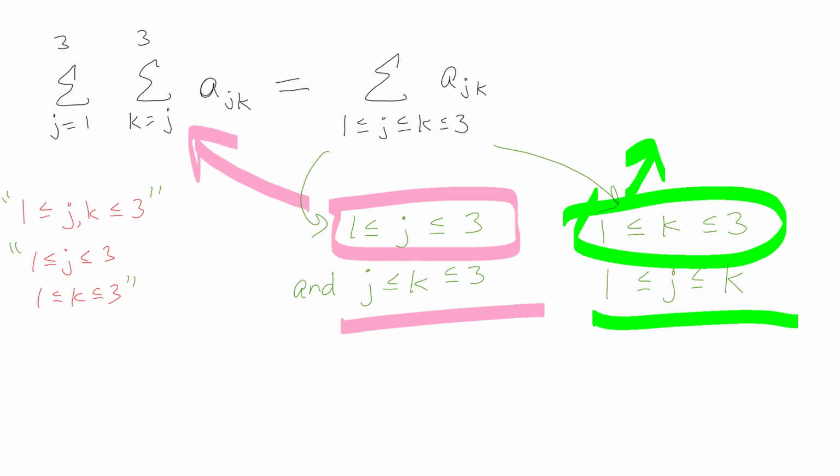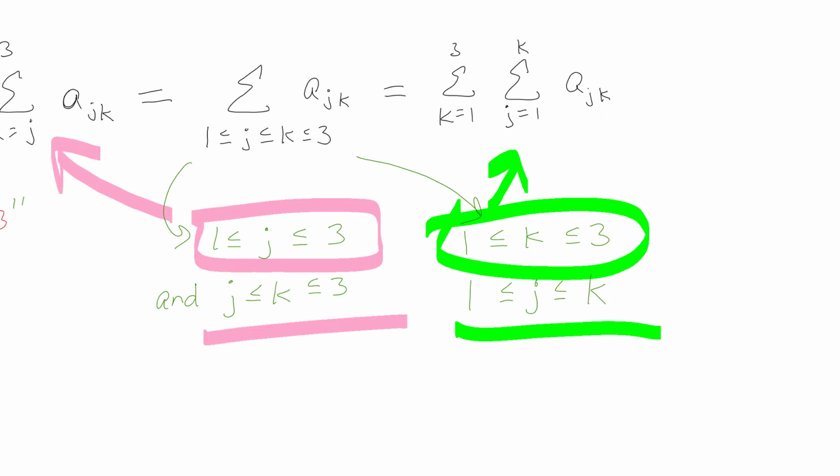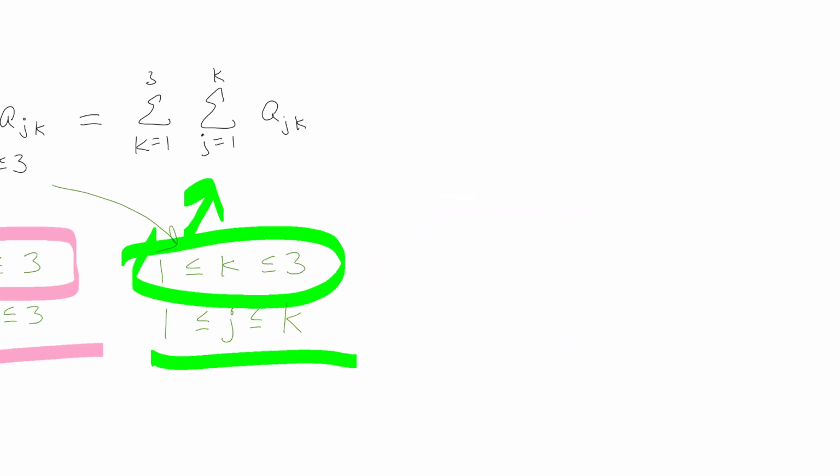So I'll show you what that looks like. So we would say the sum as k goes from 1 to 3, and then the sum as j goes from 1 to k of a sub j k, like that. Now it's kind of funny because you get, again, the same kind of answer, but in a different order. So basically how I would interpret this is I'll say, okay, so the first thing is that k is going to be equal to 1.